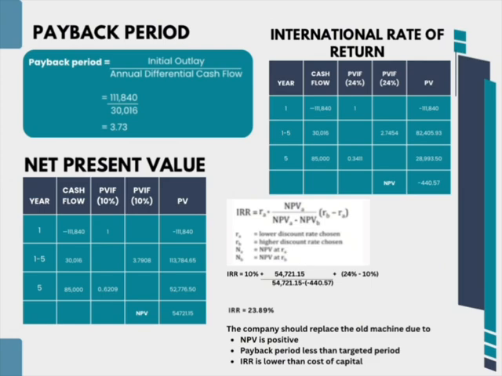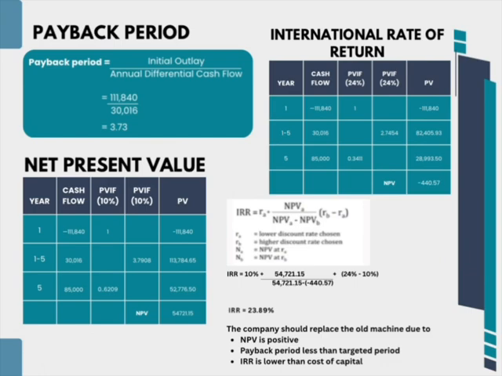Now, to calculate the IRR, we use interpolation because the NPV changes from positive at 10% to negative at 24%. By applying the formula, the IRR is 23.89%. Since the IRR is higher than the cost of capital, the investment is financially attractive.